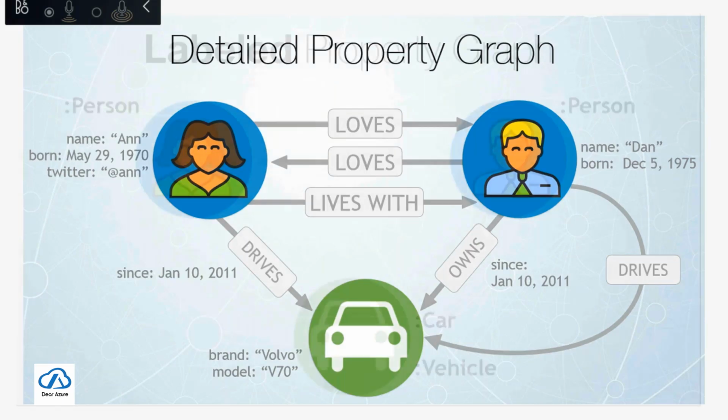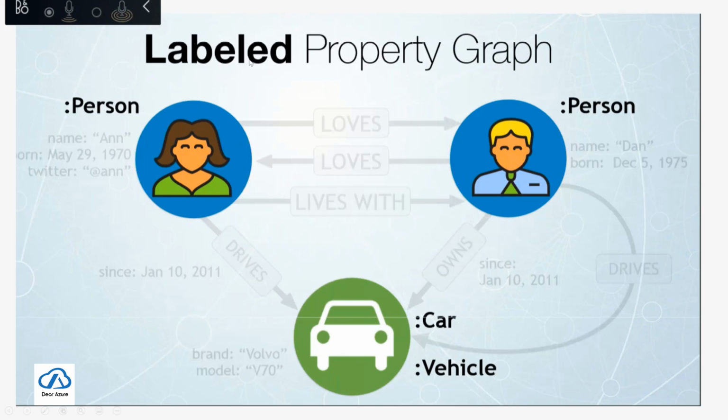Now think of this. We can label our nodes. How do we label? We say, okay, this is a person type. Both of them, Dan and Anne, are labeled as person, whereas the car is labeled as car or vehicle or both. So if we query that, okay, I need all the persons, the people who have been labeled with person will come up and not this relationship.